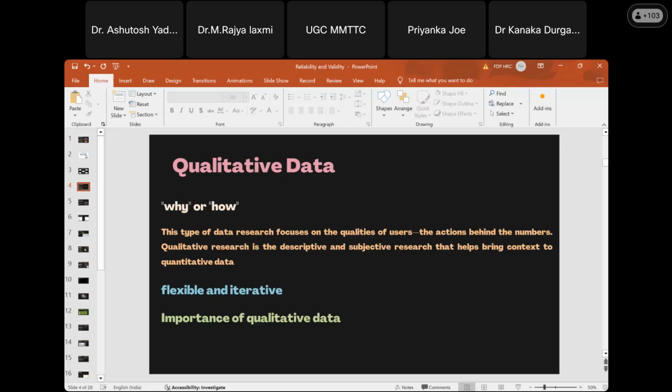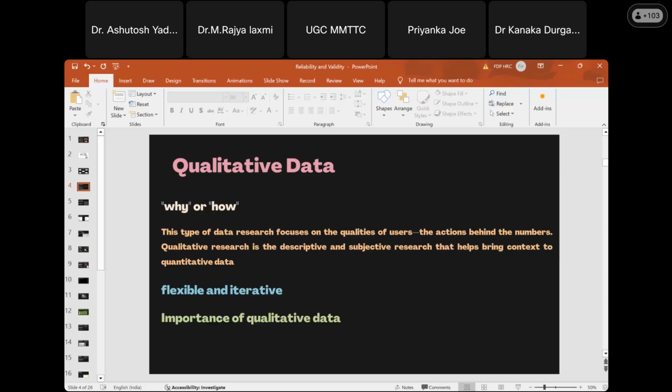And this type of data research focuses on qualities of the users, the actions behind the numbers. Qualitative research is the descriptive and subjective research that helps bring context to quantitative data. And also, it is flexible and it is iterative. For example, a statement, the little girl had red hair with a white hat. Okay, another example, the music had a light tone that filled the hall. Okay, so these are describing the quality of the tone that was there. Okay, the quality of the music that was there.